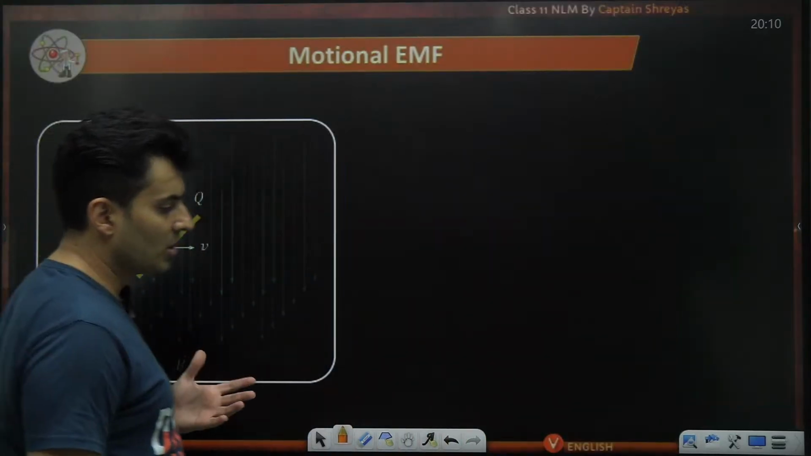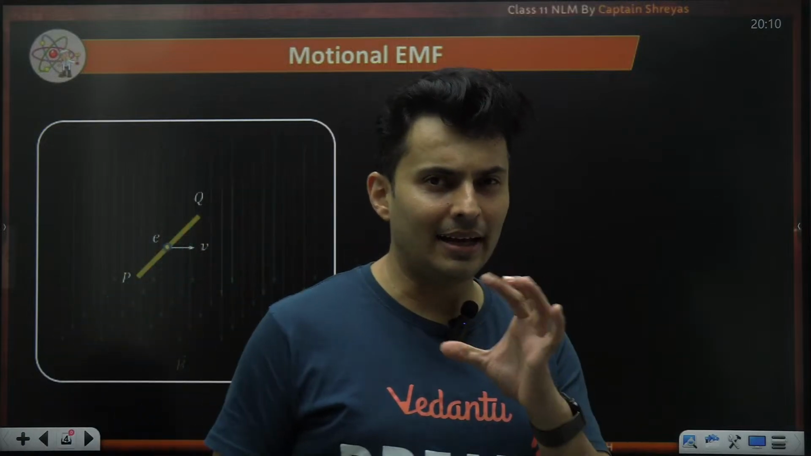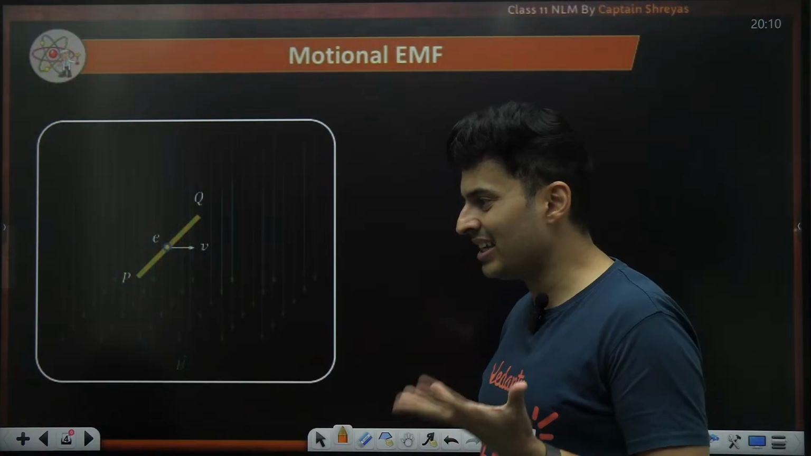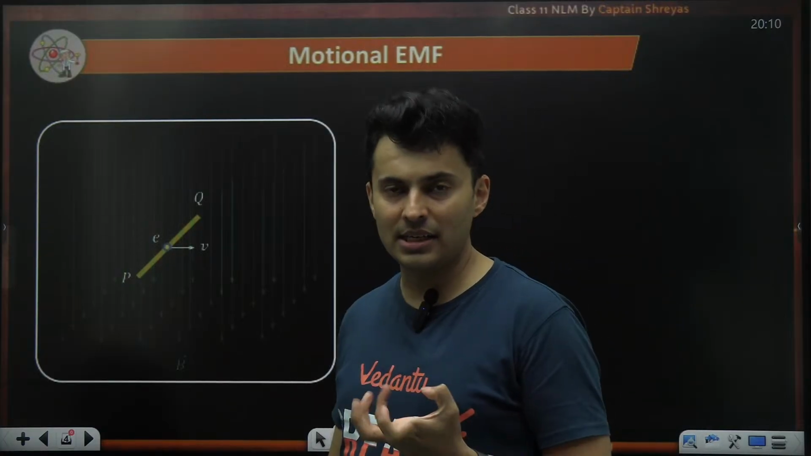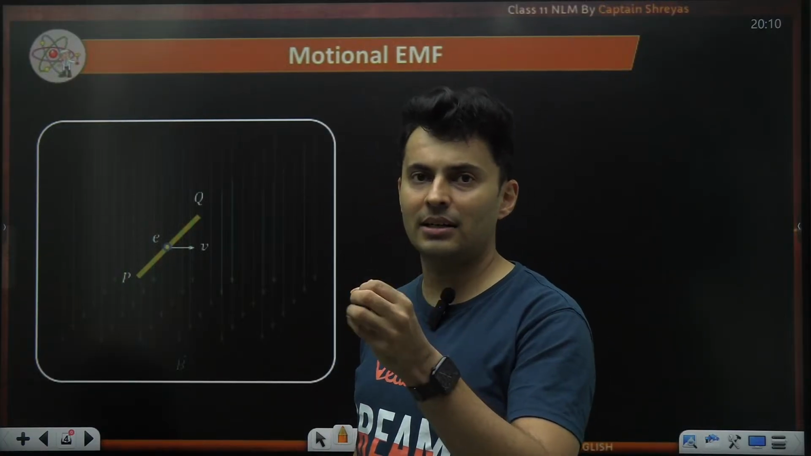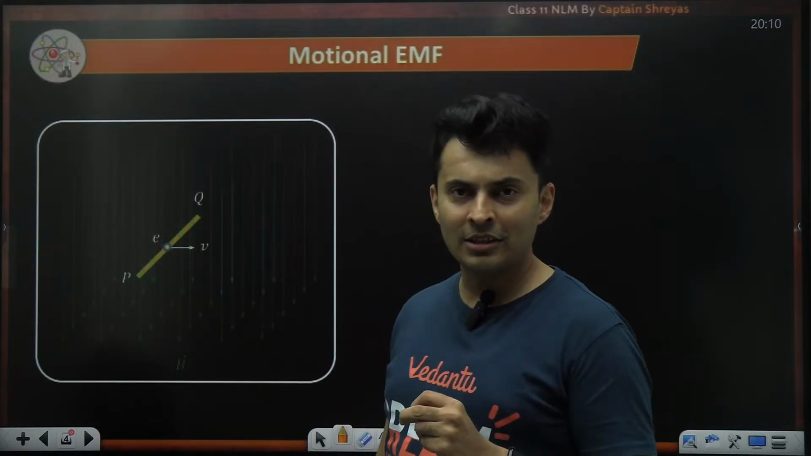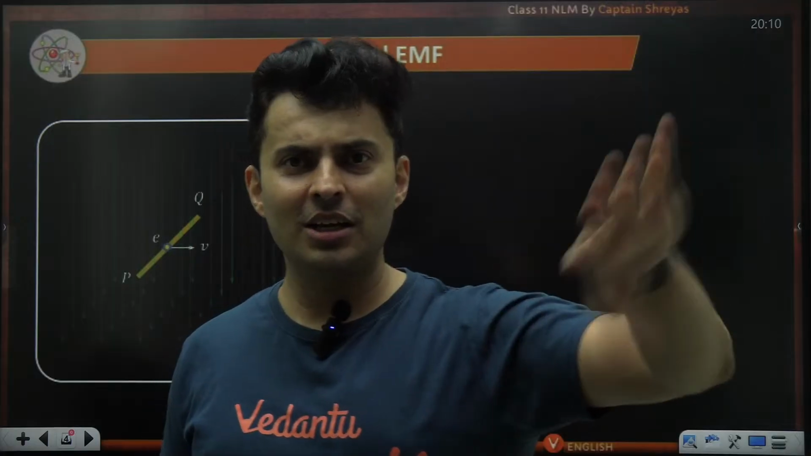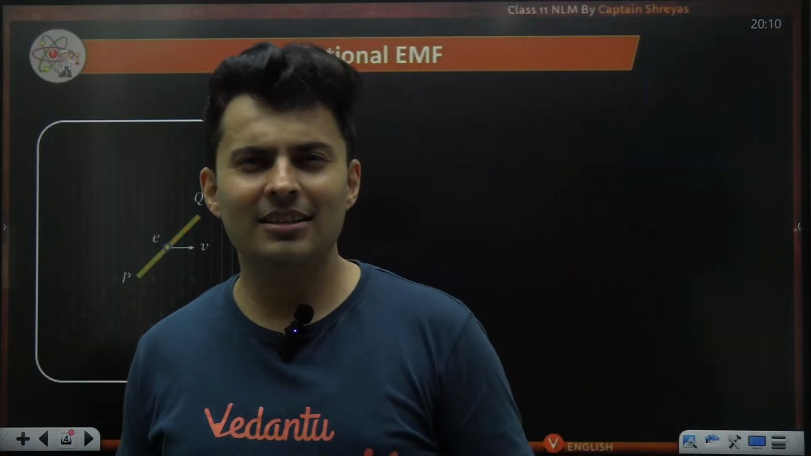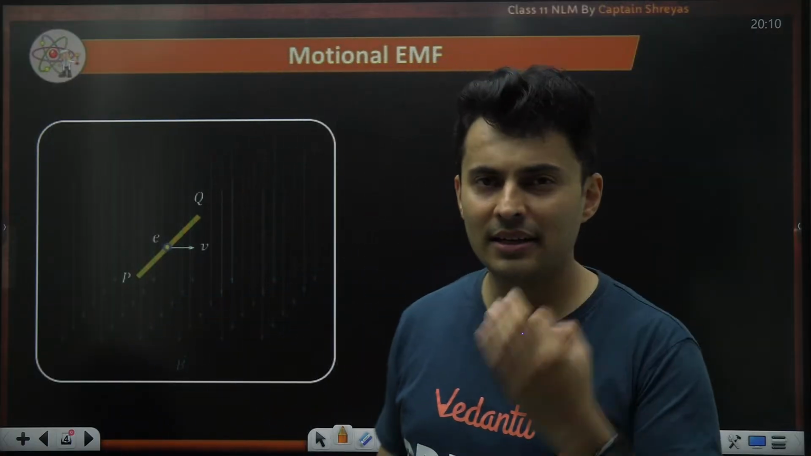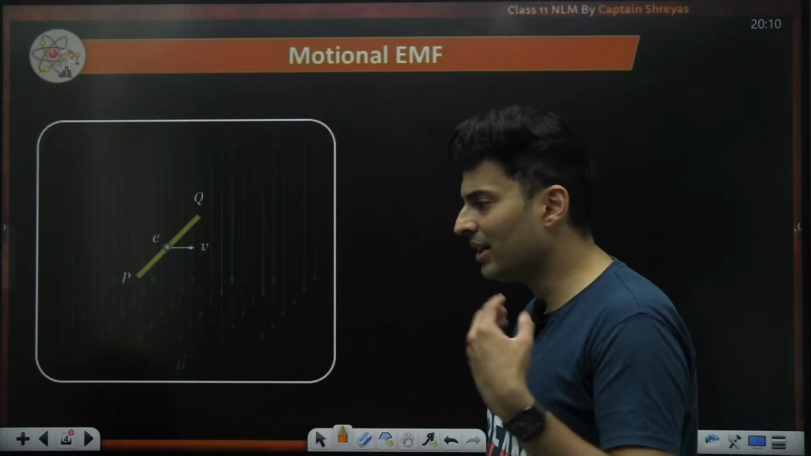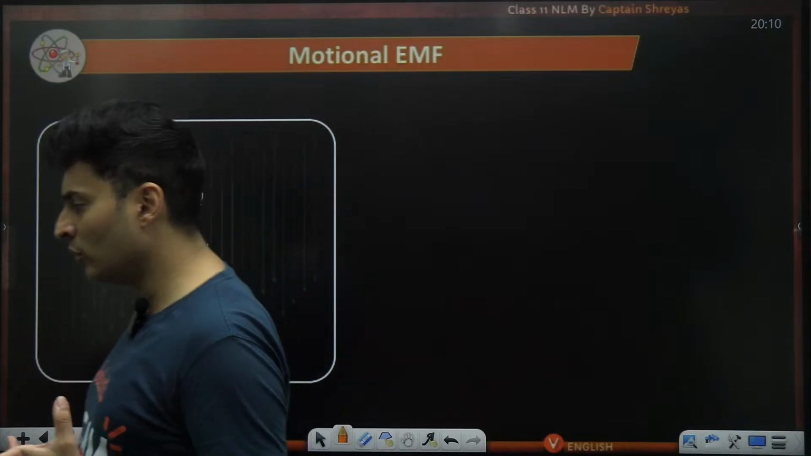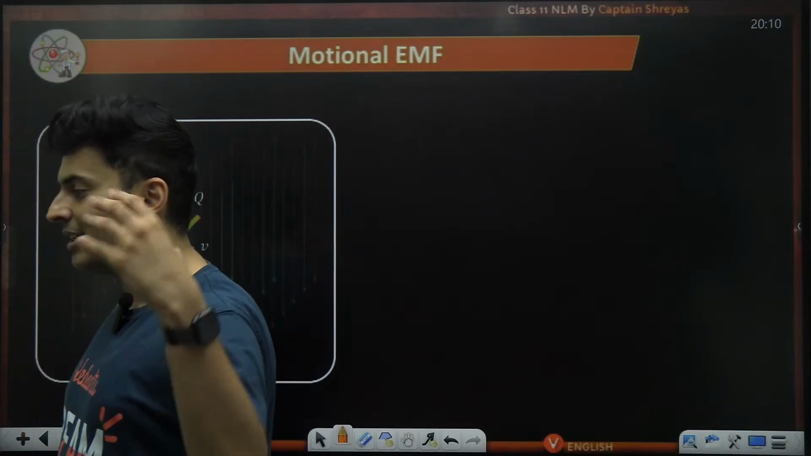Now, what is this motional EMF? The name only carries some hint over here. Motion means it should be moving. EMF means it should produce electricity. So a moving conductor produces electricity. So does that mean if I take some copper and I move it, will it start producing electricity? The answer is no, only under certain circumstances. And what is that condition? That condition is basically it has to move in a magnetic field.